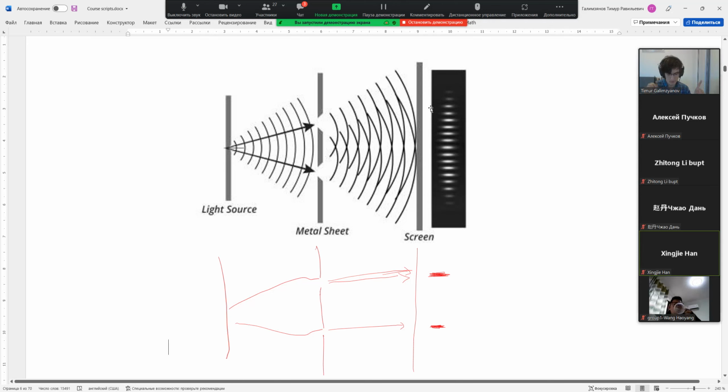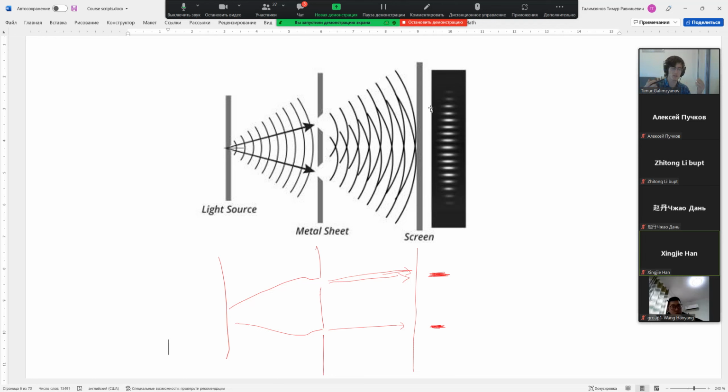But if you decrease the intensity of the light to the limit of just one light particle through the slit, you will find what you will find. The first particle will go here, then it will go here, maybe here, here, here, and when you put a million, billion photons through the slit, you will obtain the very same picture.